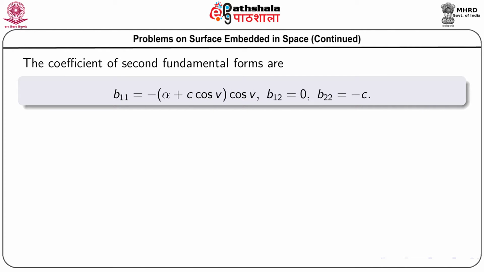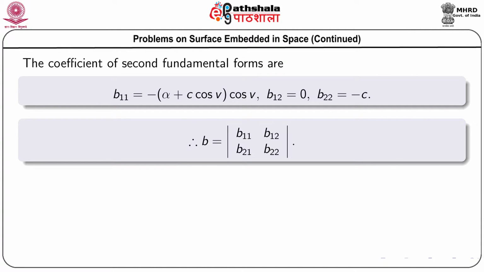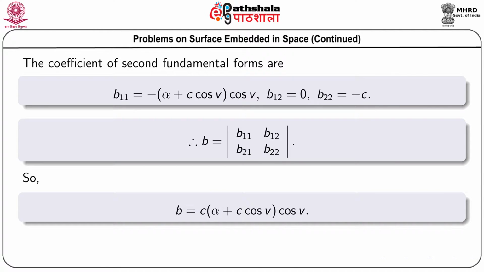Now, the coefficients of the second fundamental form are B11 equals minus alpha plus c cos v, B12 equals 0 and B22 equals minus c. So, the determinant of B alpha beta can be obtained this way, B equals c times alpha plus c cos v times cos v. So, these are the values of A and B.